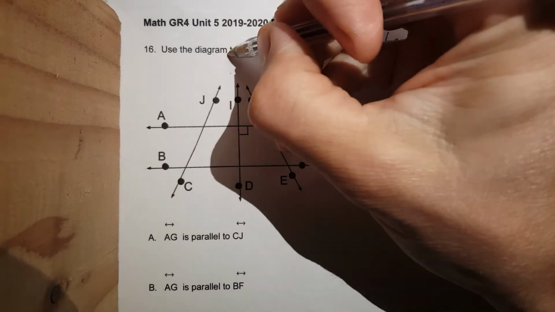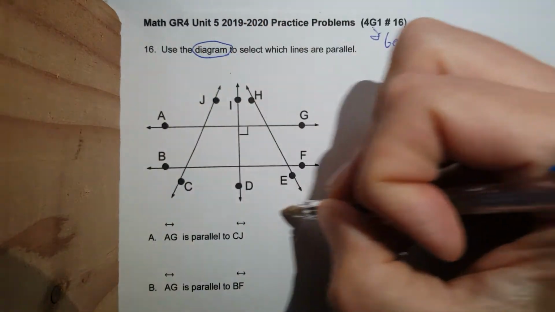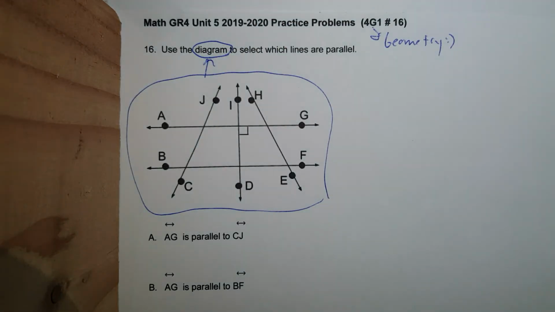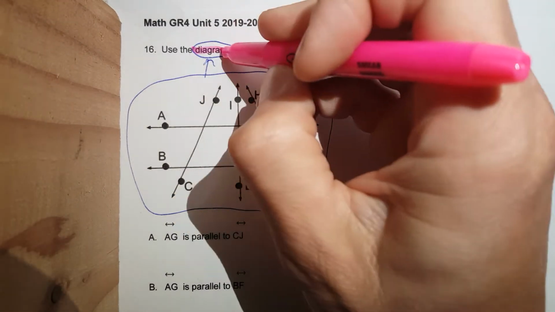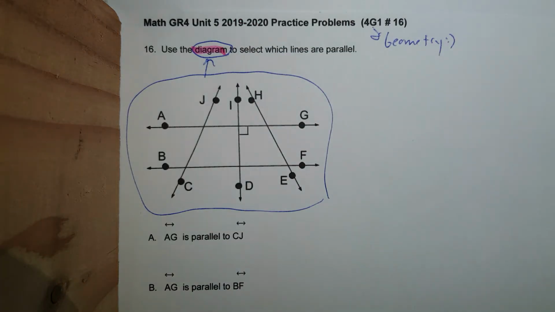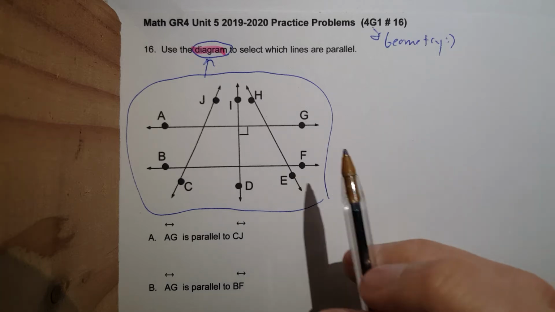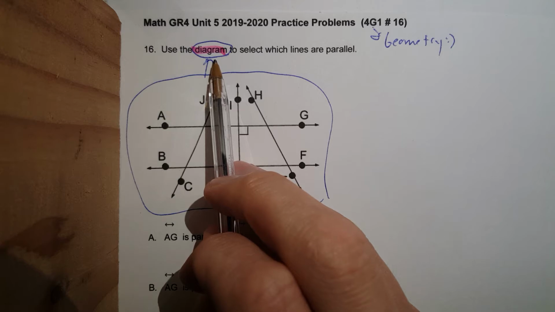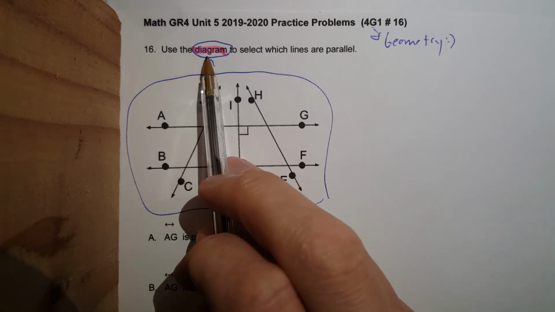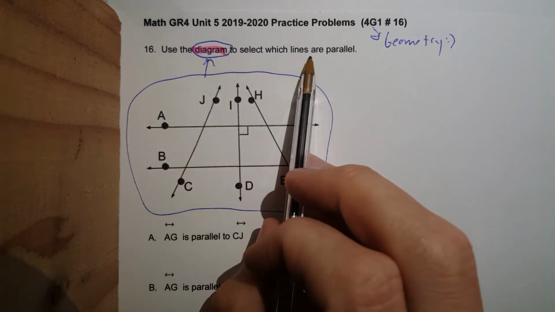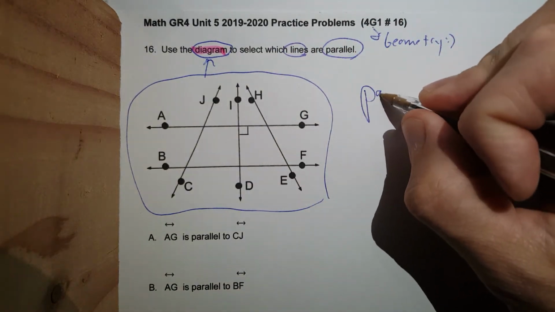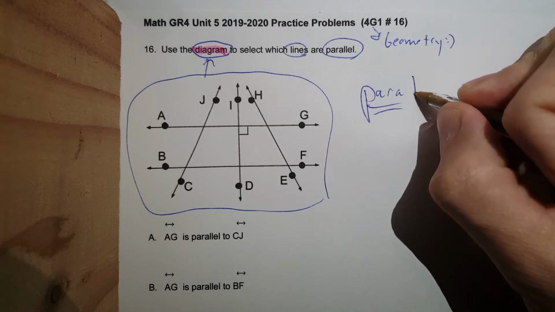Use the diagram. So this is a diagram. Also, I was talking to a parent the other day, you just don't fast forward these videos to the end and get the notes. Listen to the instruction, because then you get used to saying some of the words correctly. So remember, when you're watching these, say the words out loud too. Use the diagram to select which lines are parallel.